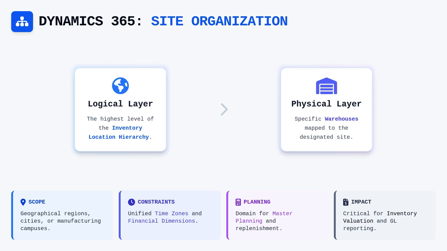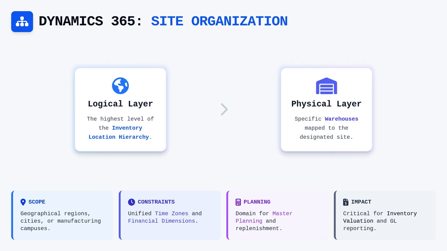To understand organizational structures in Dynamics 365, we must first distinguish between the logical and physical layers of your supply chain. A site represents the highest level in the inventory location hierarchy, typically mapping to a geographical region, a specific city, or a manufacturing campus. It serves as a boundary for various planning and operational parameters, meaning that all warehouses associated with a specific site must belong to the same time zone and follow the same financial dimension set.